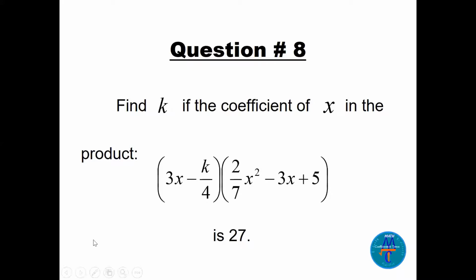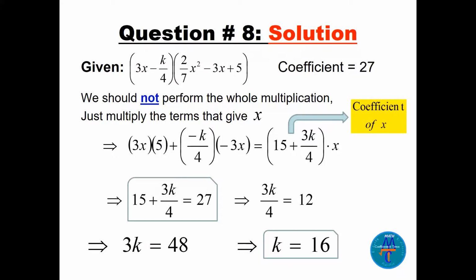Okay, so let's take this one. You don't have to multiply everything, just multiply the terms that have only x. You see that? Now, I showed you all the answer here. So k will be 16. Anyone get the 16? I hope. Let's see. We should not multiply or perform the whole. Leave this one, coefficient 27, leave it.